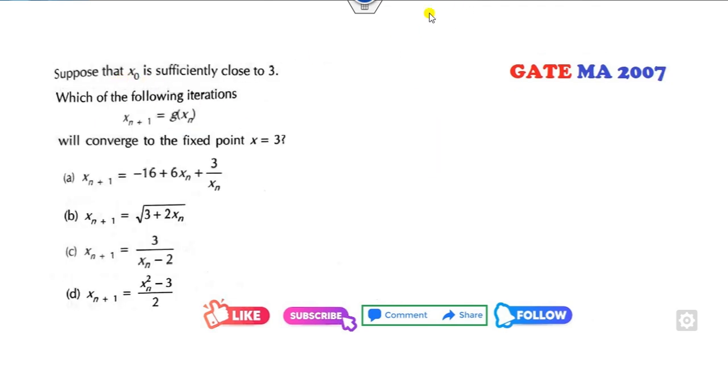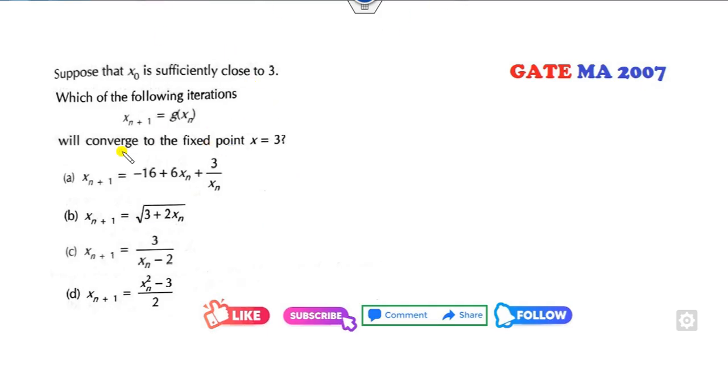Given that x naught is sufficiently close to this, which of the following sequences will converge to the fixed point? We can check firstly whether 3 will satisfy it or not. We can see about the last option. 9 minus 3 over 2, 6, satisfied. 3 is equal to 3 over 3 minus 2, satisfied. 3 is equal to 3 plus 6, 3, satisfied. 3 is equal to minus 6 plus 18 plus 1, it's 19, 3, all are satisfied. Fine. If any option is not satisfied, we can discard that option.